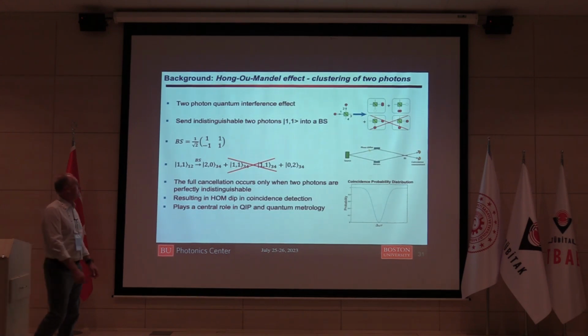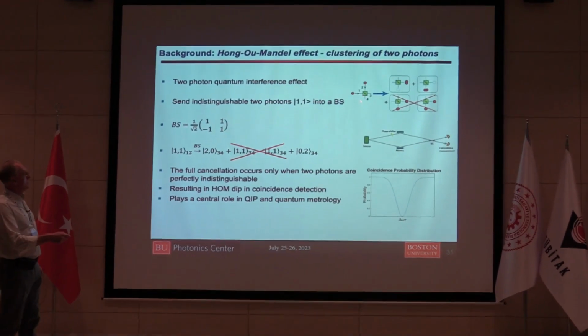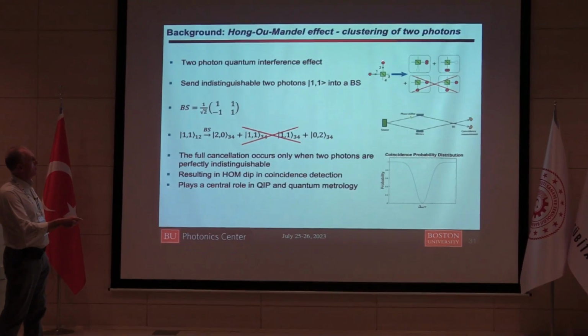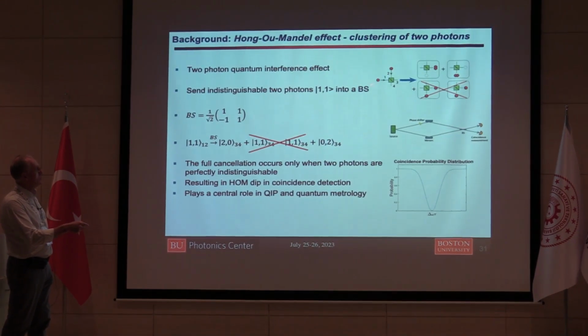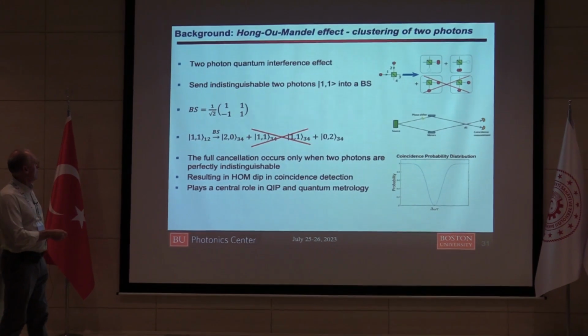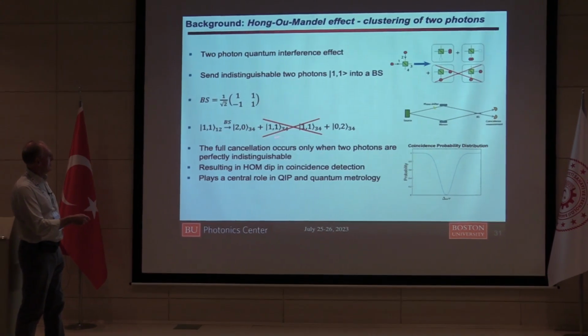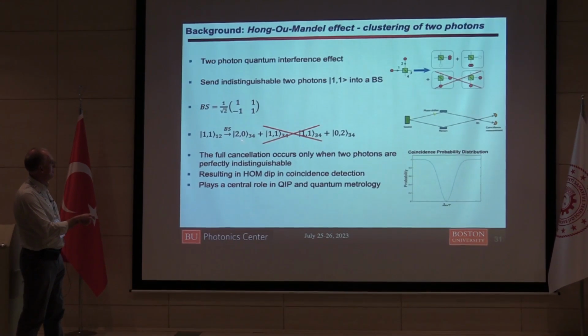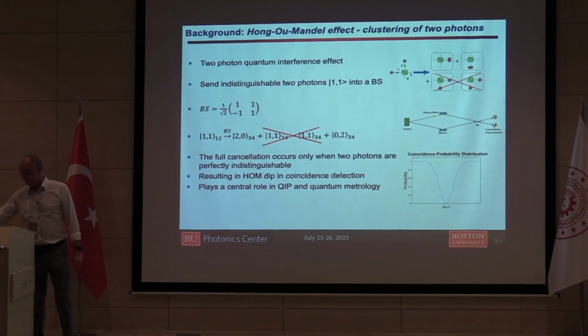On the other hand, again, the Hong-Ou-Mandel effect, we have already seen what it is. When you put a 1-1 state into the beam splitter, it's one in one mode, one in another, correlated. Not entangled, just correlated between two modes. Some options are gone, only two are left, 2-0 and 0-2. This is the result of the interference and cancellation of these two terms. Only these two terms survive and give you the Hong-Ou-Mandel dip.